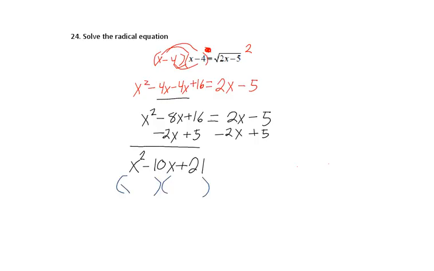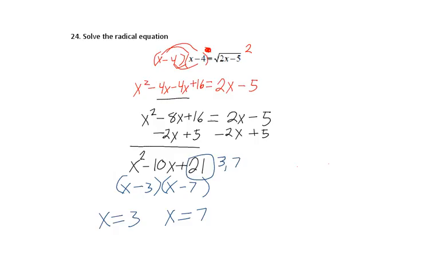x squared is x and x. And two numbers that make 21 that I like are 3 and 7. Because I can make that 10 if you do negative 3 and negative 7. And then the final step is to write the opposite. So the opposite of negative 3 is positive 3. And the opposite of negative 7 is positive 7.